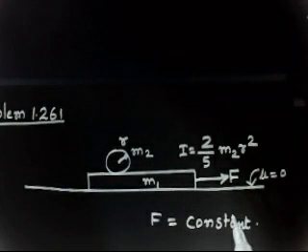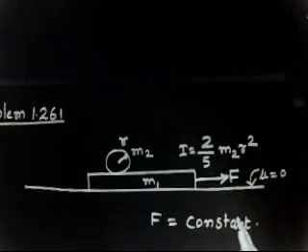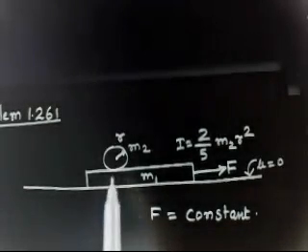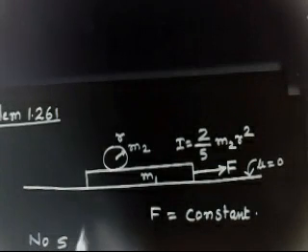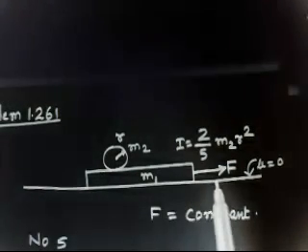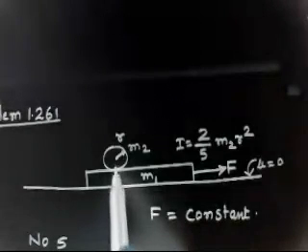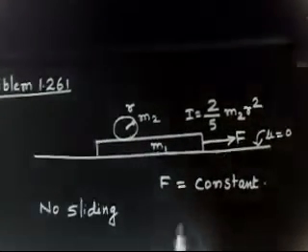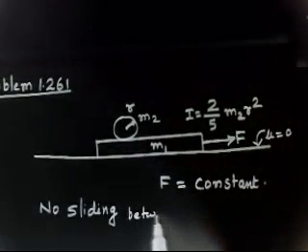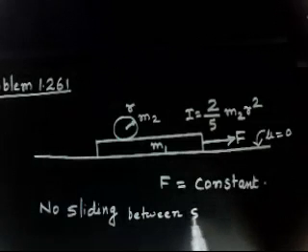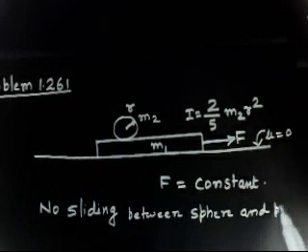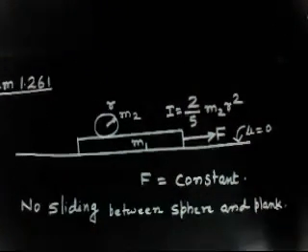With what acceleration will the plank and the center of the sphere move, provided there is no sliding between the plank and the sphere? So the question says there is no sliding between the sphere and this plank. So you have been given no sliding. That is the case of pure rolling.